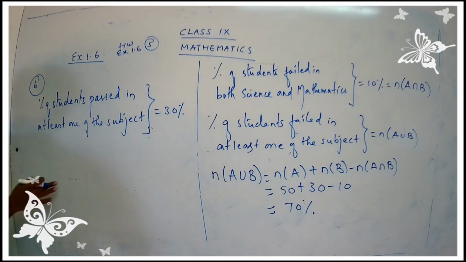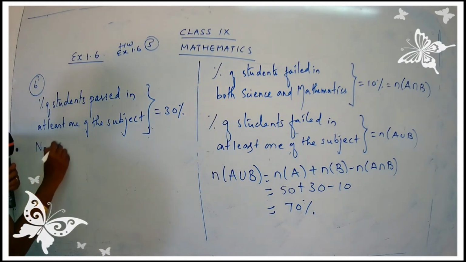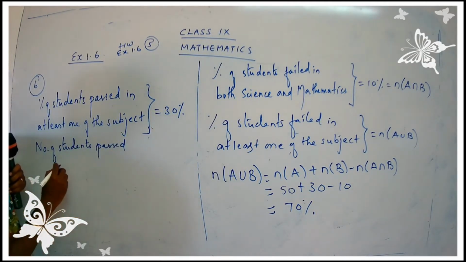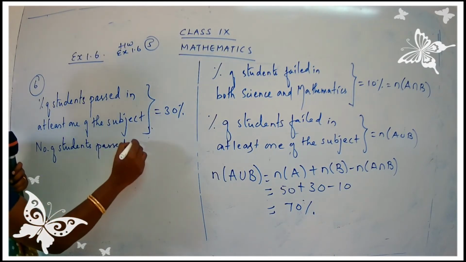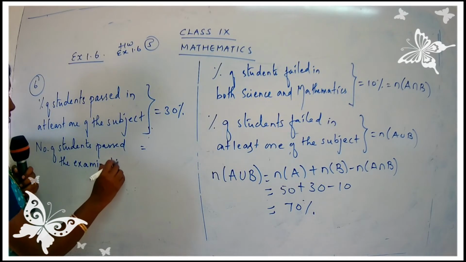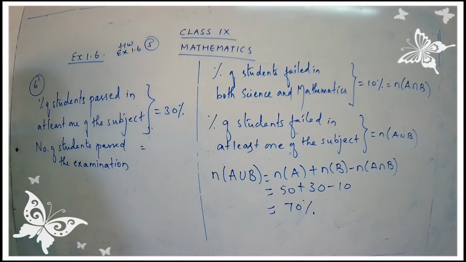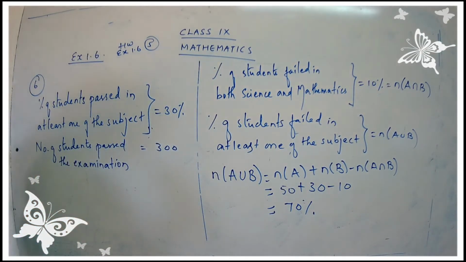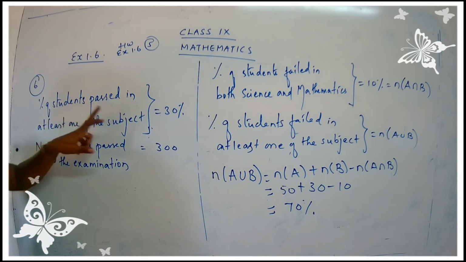So write down here. So how many children have passed? 300 children have passed. So write down here. Number of students passed the examination is equal to 300. Number of students passed gives a different meaning. Okay, so this is the information given to us. So now we have to find out the total number of students. So let's write down. The percentage of students passed was 30%.